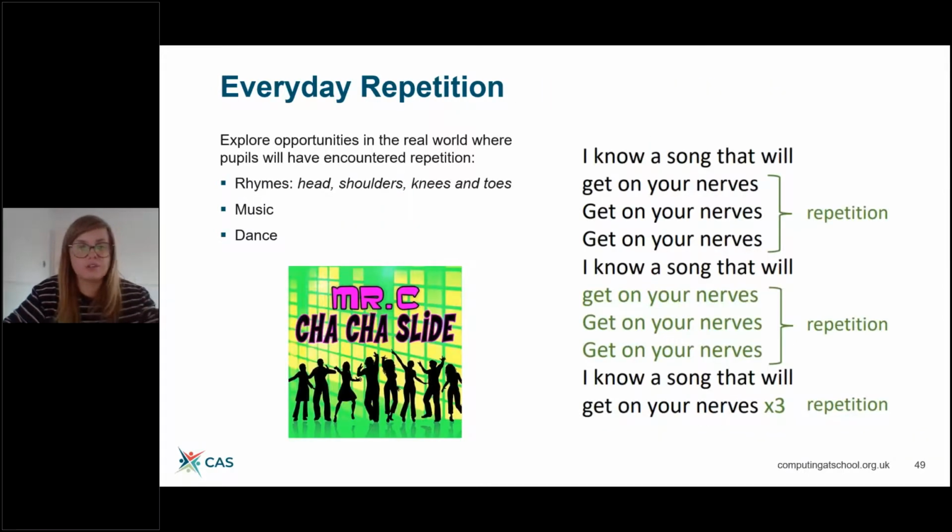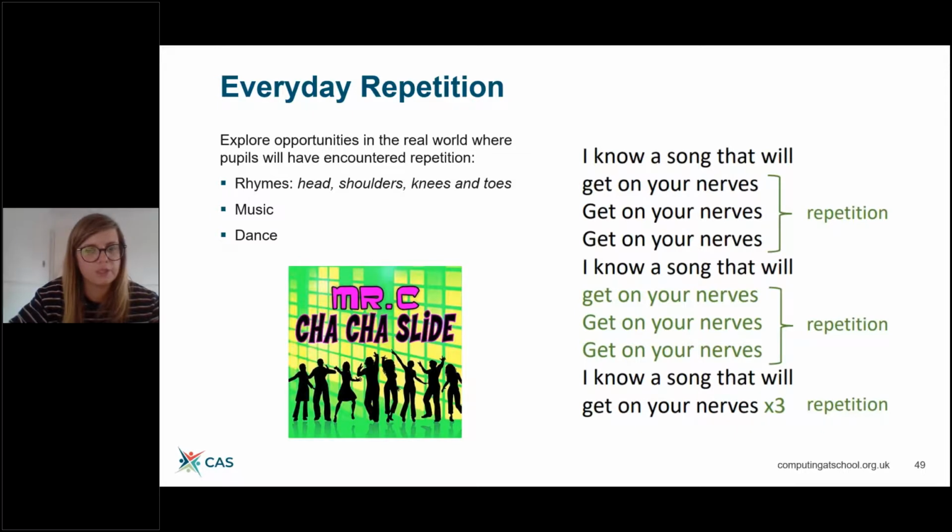So that sequence, I would do either at the end of Year 2 or the beginning of Year 3. Then there's repetition. Repetition would be my Year 3 starting point. So again, everyday repetition. Where do we see it in life? Do they know anything? Rhymes, like Head, Shoulders, Knees and Toes, print them off, get them to look for the repetition and highlight it. If you're doing poetry in English, tie it in with that because that would be a really nice link. Music, I normally get mine to do the Cha-Cha Slide. So we do it, and then we start to look at repetition in that.